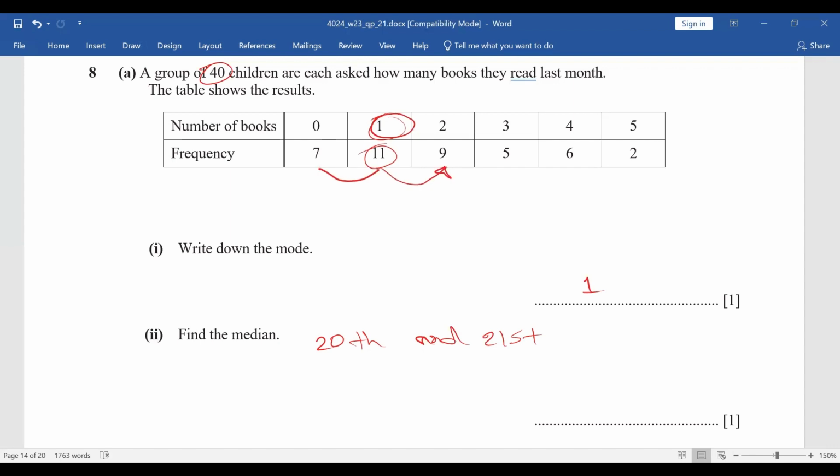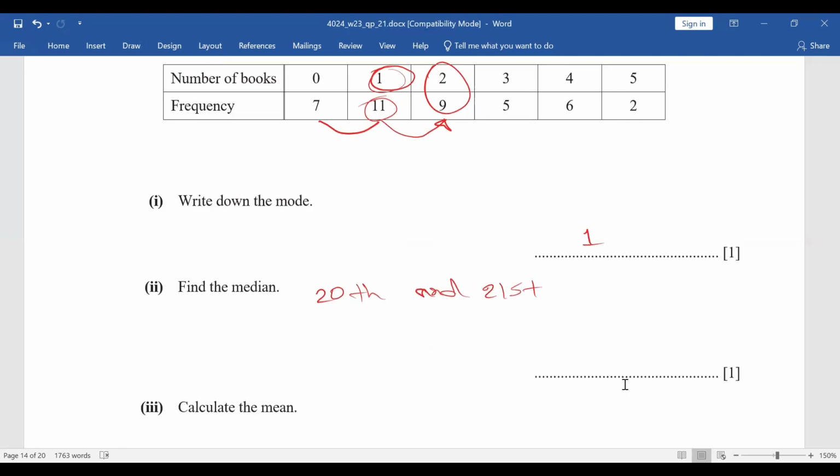So the 20th and 21st children fall in this group. The number of books read by the 20th and 21st children is 2. So the average of 2 plus 2, divided by 2, is 2. So the median will be 2.